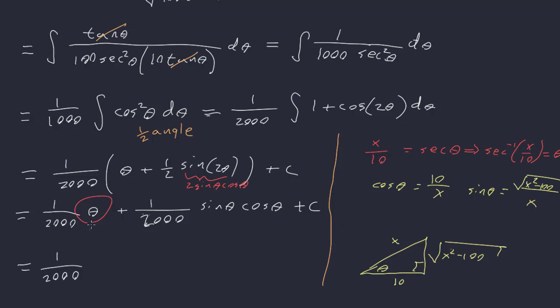Okay, so our theta becomes secant inverse of x over 10, and then sine theta is our square root stuff, and the cosine is 10 over it. So I'll just write it like this, 10 over x. And I guess I did it out of order, but it doesn't matter that much.